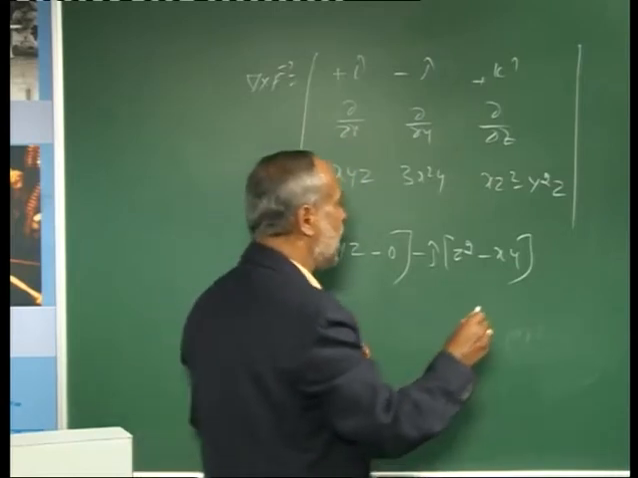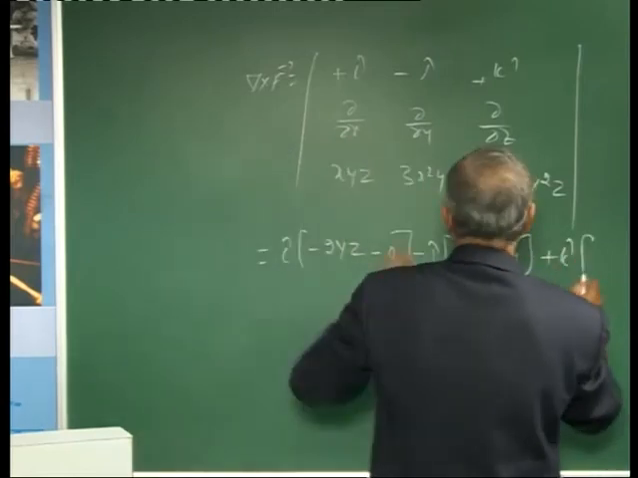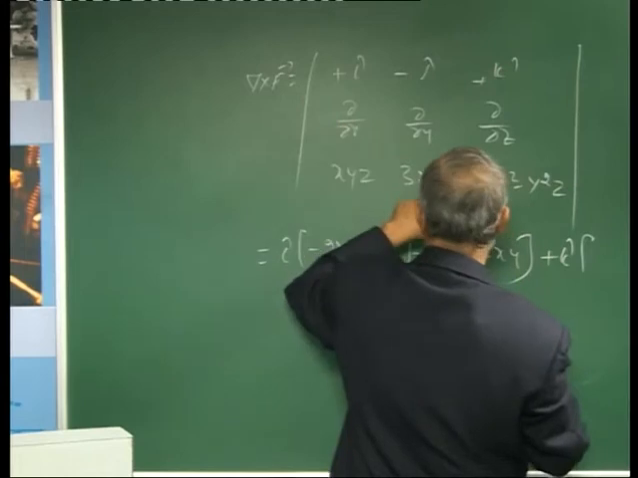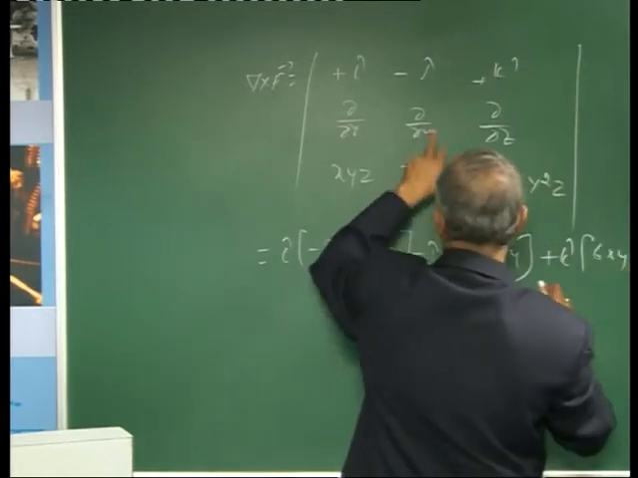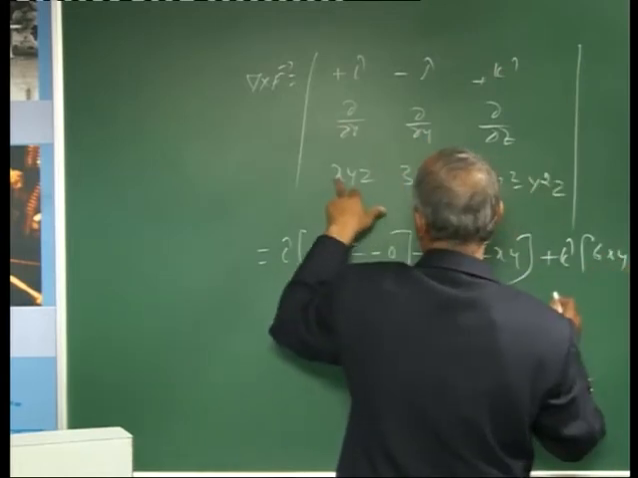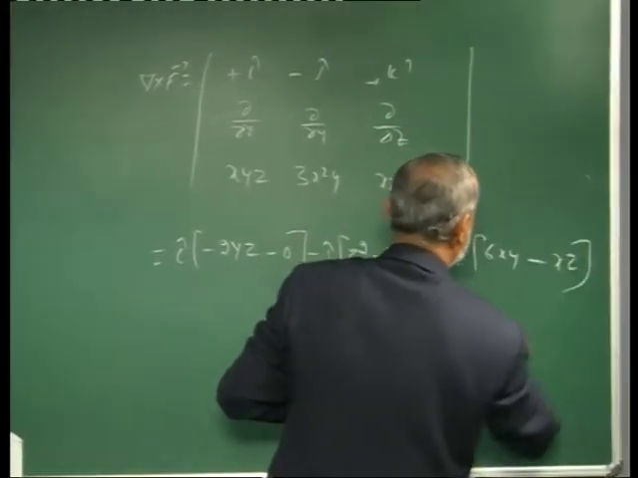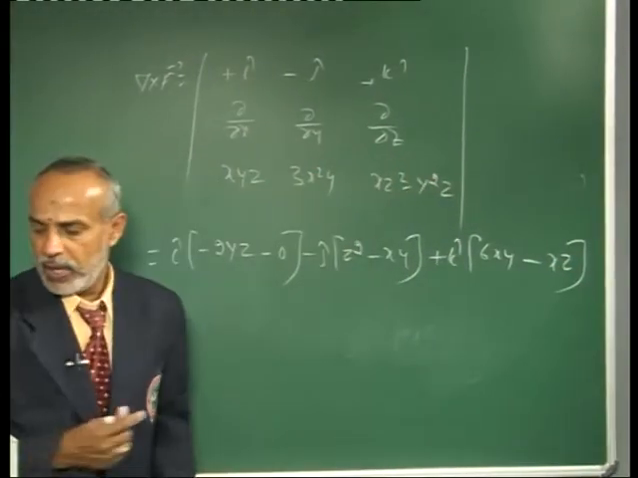Next, plus k vector, third term, leave the first row and third column. Dou by dou x gives 6xy, and here the minus of dou by dou y gives minus xz. This is the required result.